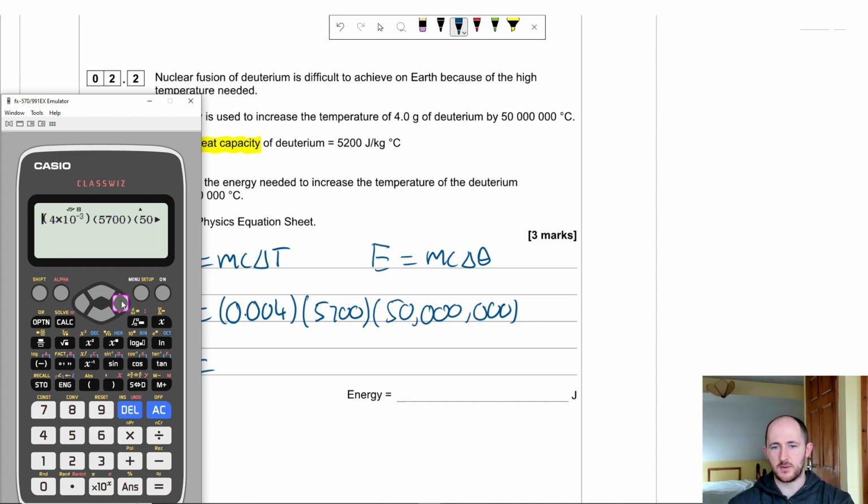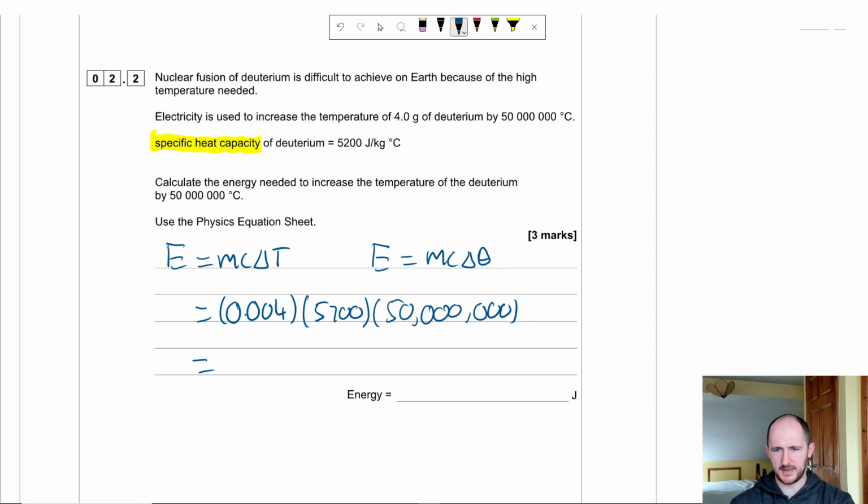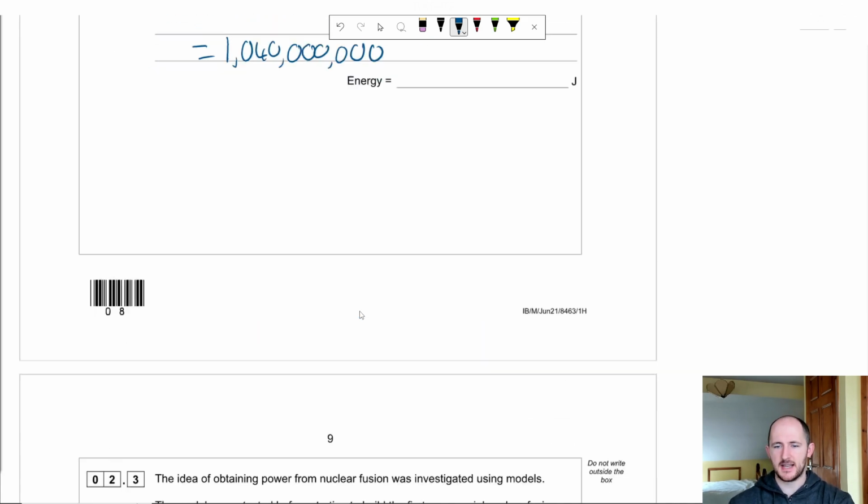I've just realised it's 5200, not 5700. That was almost a disaster. I can't read my own handwriting. There you go. So 1,040,000,000 joules of energy. Yeah, so that should be a 2. In fact, it does look like a 2 now that I think about it. But yeah, okay, not too bad. Let's go to part 3.